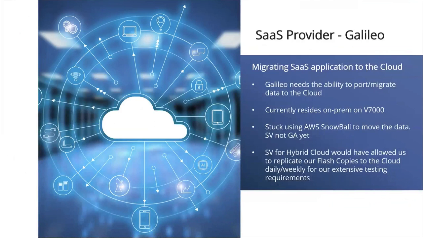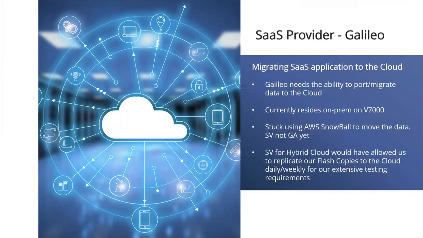All right, so first one is SaaS provider Galileo. This is actually a solution we created for ourselves way back in the day, and then productized under the Galileo banner. But it's a SaaS application like many things out there, like ServiceNow, Splunk. A lot of these applications are now SaaS offerings in the cloud. So how do you migrate?